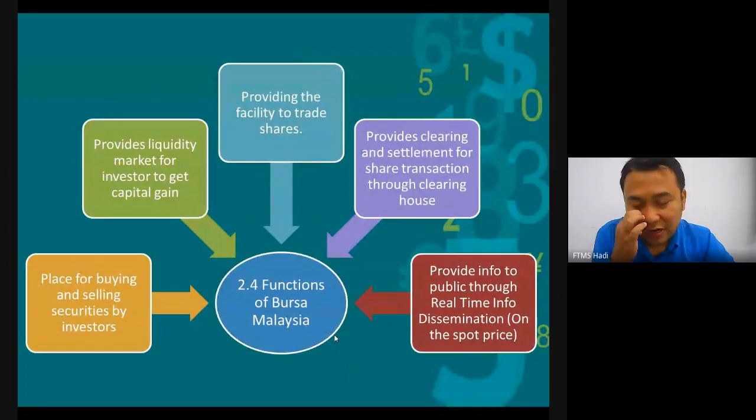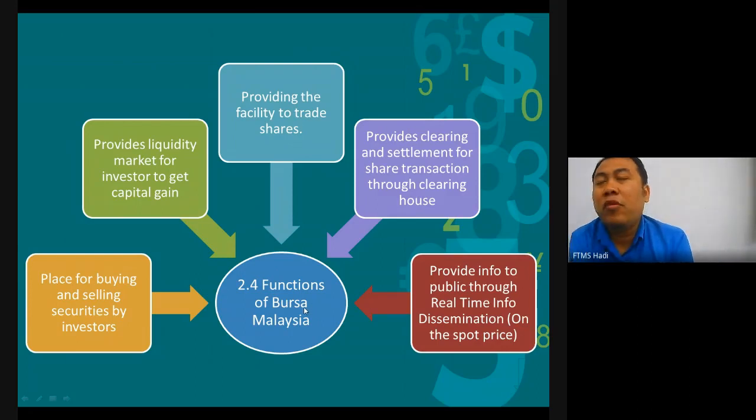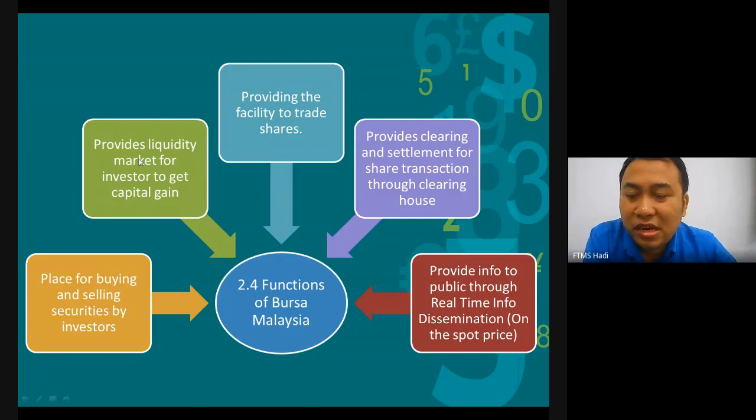Okay, what does Bursa Malaysia do? So there are functions of Bursa Malaysia. The main one is a place for buying and selling securities by investors. So you can go there, or sometimes you can go virtually. You can buy and sell shares using this Bursa Malaysia platform. Bursa Malaysia is also a platform that provides information. The second one provides a liquid market for investors to get capital gain. In other words, liquidity means it is easy to buy, easy to sell, and easy to get money after the transaction.